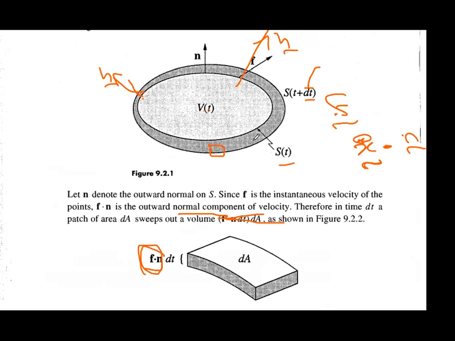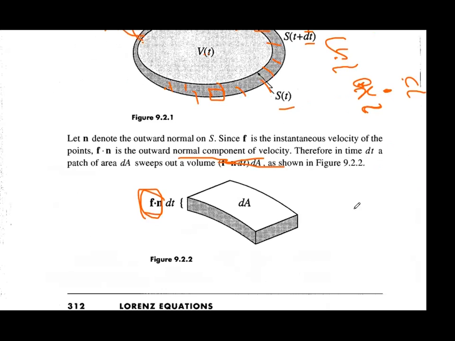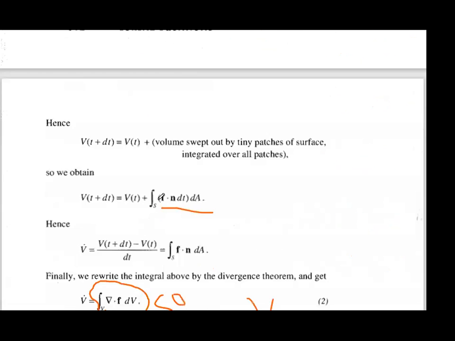If you want to find the increase in volume because of this velocity field, how do you find that? You have to integrate over the surface: the integral of f dot the normal vector, dt dA. They haven't written the double integral here, but it is a double integral, because it is a surface integral.